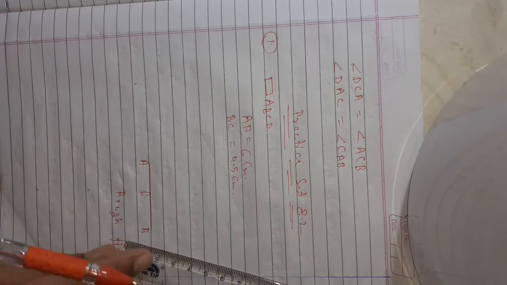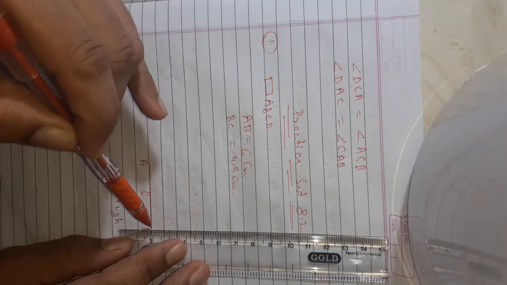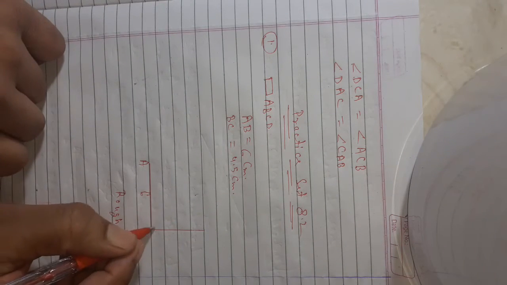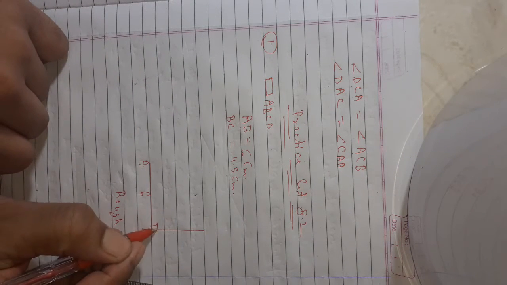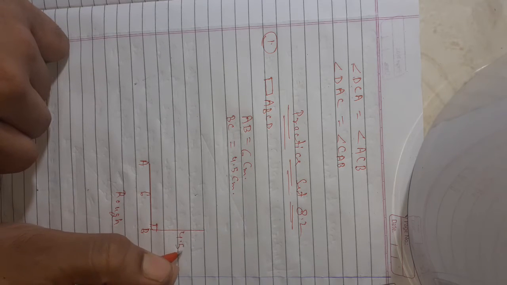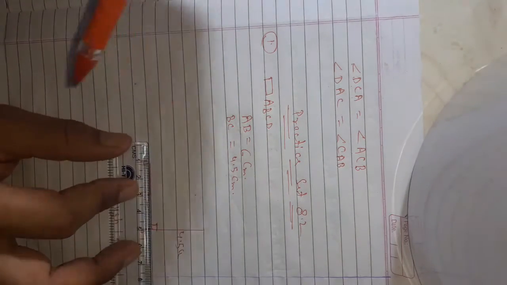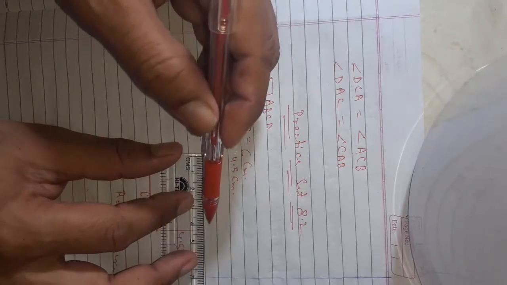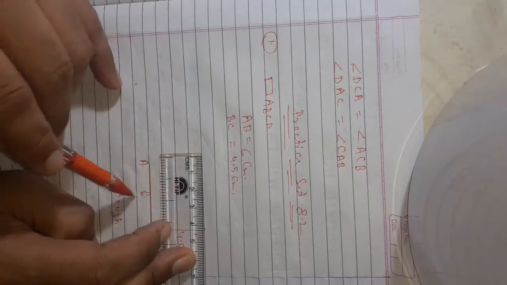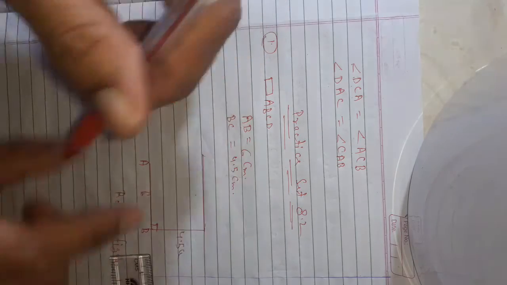Rectangle means all the angles should be 90 degree. So here you draw just a 90 degree. BC should be what? 4.5 centimeter. Clear? And here also, as you know, in a rectangle opposite sides are equal, so this also should be 6 centimeter.